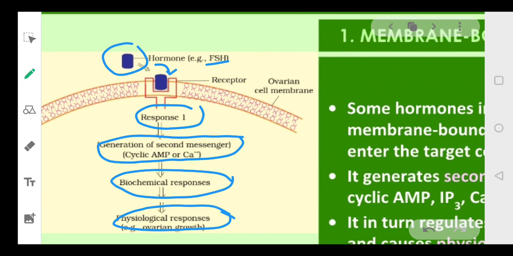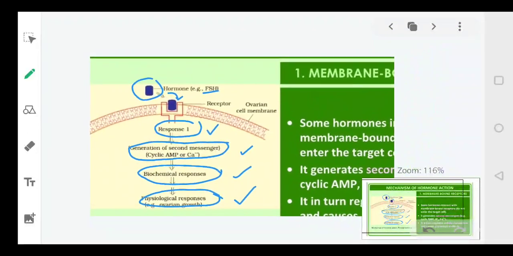So the hormone will come, it will bind with the surface receptor, then the first response will be there, then there is a production of cyclic AMP or calcium ions. Then the calcium ions or cyclic AMP will start a chain of changes that we call biochemical responses, and due to these biochemical responses there are physiological changes that will occur in the body, for example the growth of the ovary. Clear?